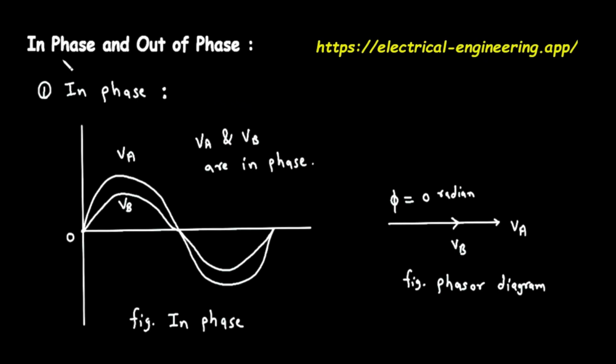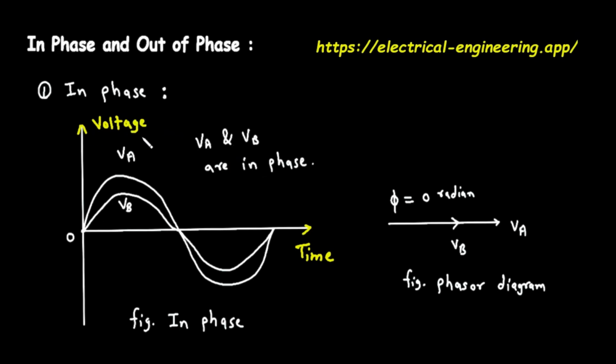Let's begin with the first section at the top, labeled in phase. First, look at the graph on the left. This is a waveform diagram. The horizontal line in the middle represents 0, and it also represents the passage of time as we move from left to right. The vertical line on the left represents the value of a quantity, in this case, voltage.